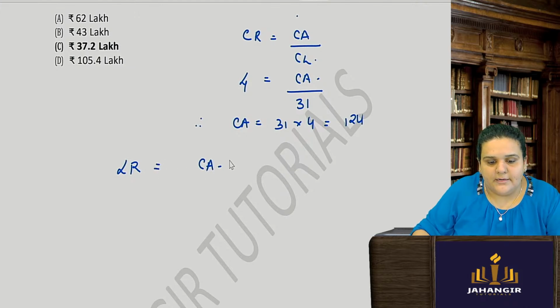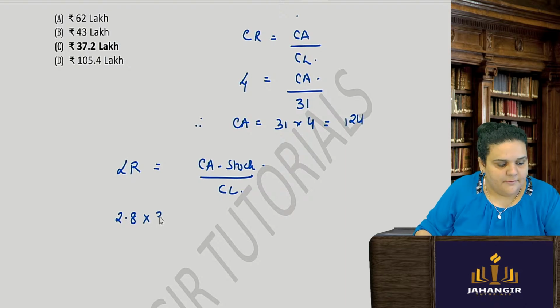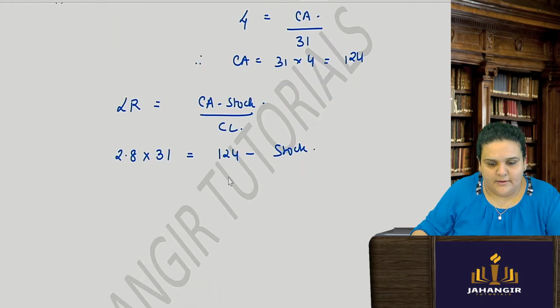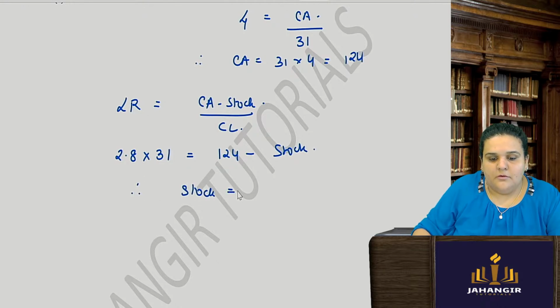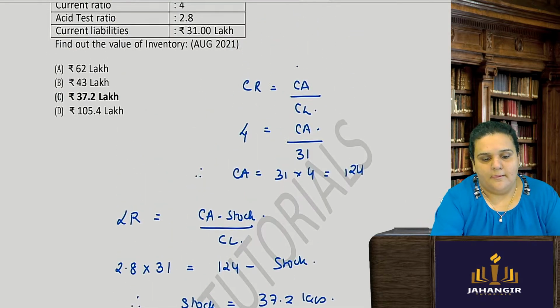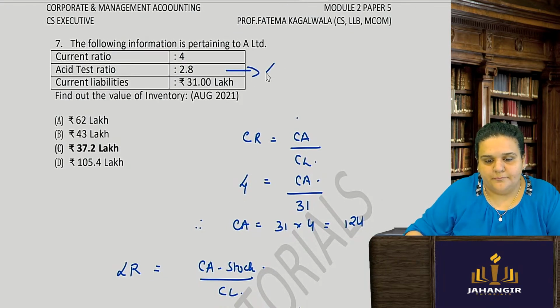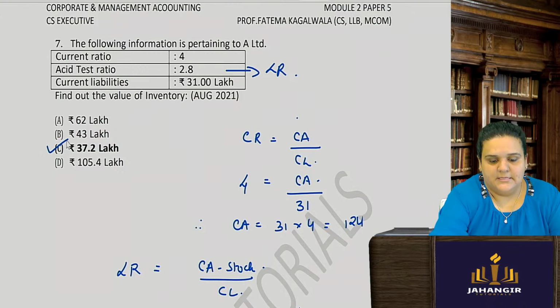Liquid ratio will be current assets minus stock upon current liabilities. Liquid ratio is given to me as 0.28. 0.28 into current liabilities is 31. Current assets I just found. Stock I can now find. Therefore, stock value, which I can assume to be X, therefore, stock will be equal to 37.2 lakhs. Easy, no? 37.2 lakhs. Asset test ratio means liquid ratio. Answer is C.